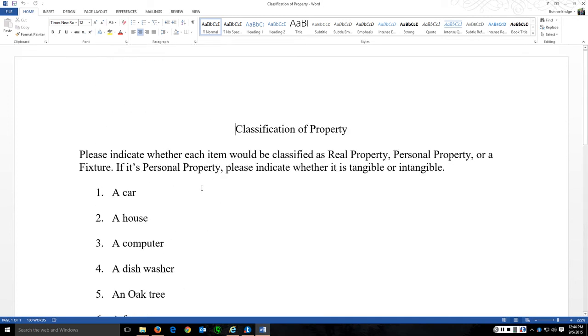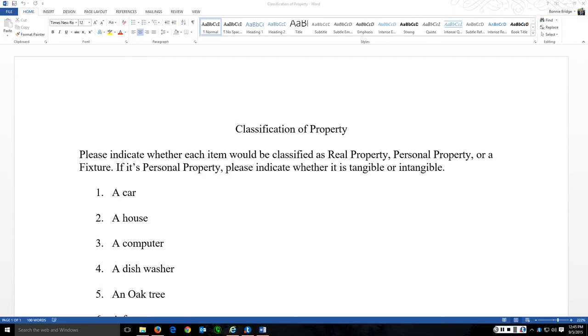And I want you to look at each item and ask yourself, is it real property, personal property, or a fixture? If you think it's personal property, I want you to decide whether it's tangible or intangible. So you go do that, push pause on this video, and then when you come back we can go over them together. Best case scenario, you print the thing out and then write on it. That way you'll have it for future reference, which may come in handy. So if I were you, that is what I would do.